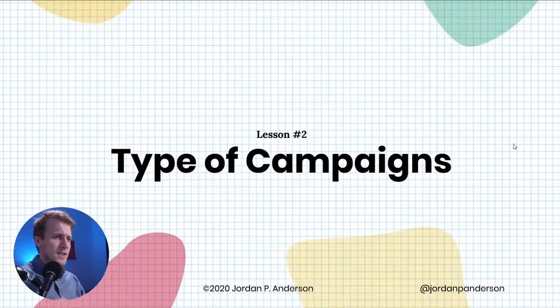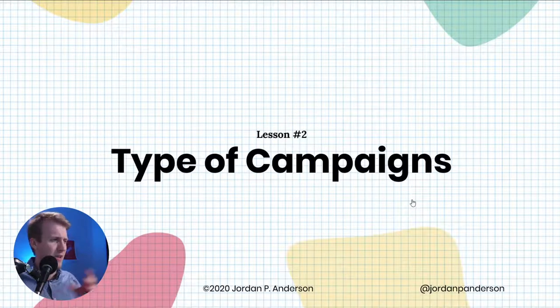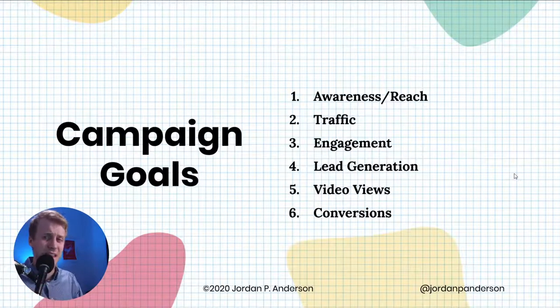So let's move on now to lesson two, and that is the types of campaigns. Facebook has a couple different types. It seems like they have about 10 different types of campaigns. As a wedding photographer, let's focus on the top six campaign goals.